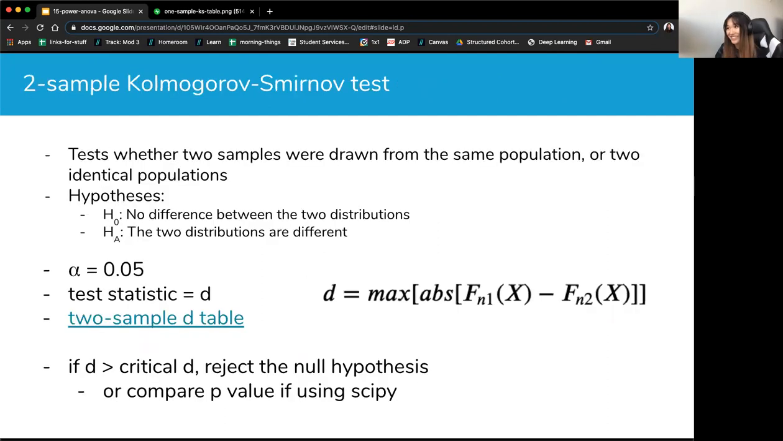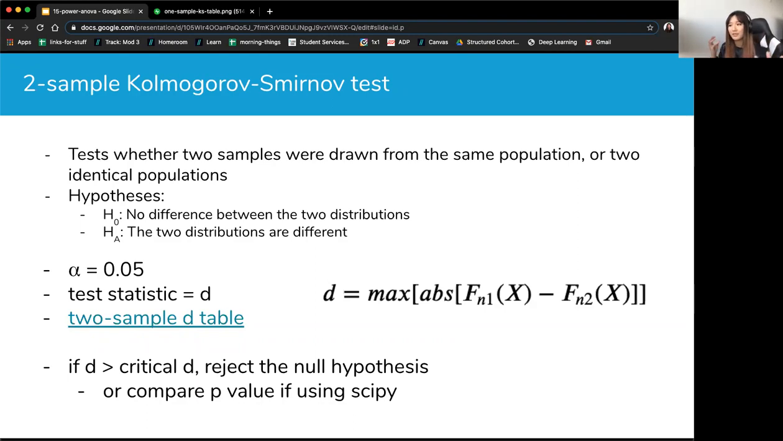Something else that also exists is a two-sample KS test. Similar but slightly different. The two-sample KS test tests for whether two samples were drawn from the same population or two identical populations. So it's either you're drawing two samples from the same population or two separate populations that happen to have identical means and standard deviations.